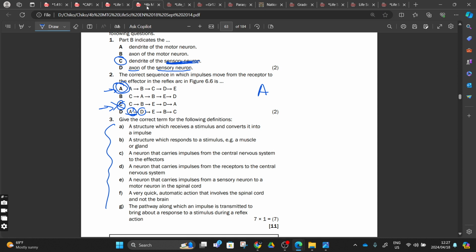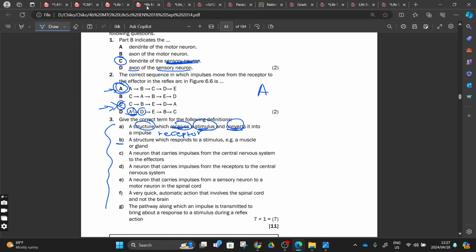Let's go. The structure which receives a stimulus and converts it into an impulse. This is a receptor, right? It can be a structure, it can be an organ, it can be a tissue, or it can be a cell that is receiving the stimuli and converting. The receptors receive the stimuli and they convert it, right? Don't mistake this with a sensory neuron. Some people can mistake this with a sensory neuron.